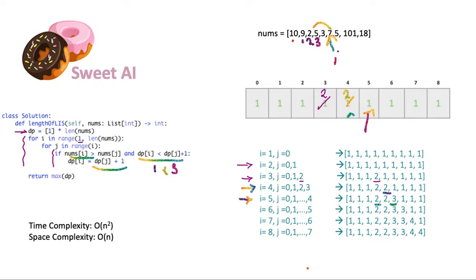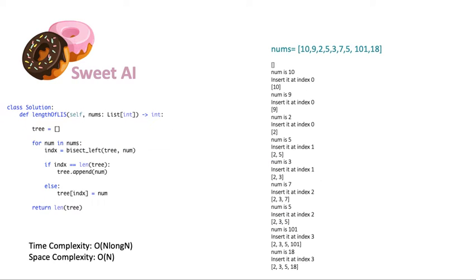And we know the time complexity for this because we have 2 for loops, and we iterate over this array, and at each point we iterate over the previous elements. It's going to be a quadratic time complexity, and the space complexity is O(n) because we have this array for storing these values here. So let's go through the binary solution.